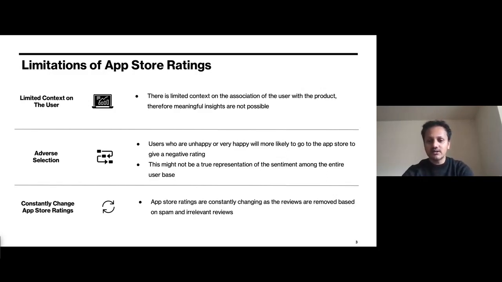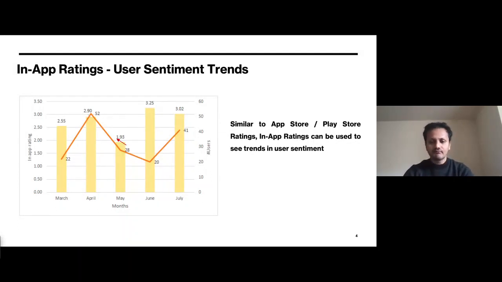The first one is a very simple one, which is you can see what was the average rating and how many people gave a rating. So you can do this trend analysis. You can see overall, are you going in the positive direction or not? And so you can do this very simple trend analysis of what the users are thinking about your application, what is the sentiment among the users.